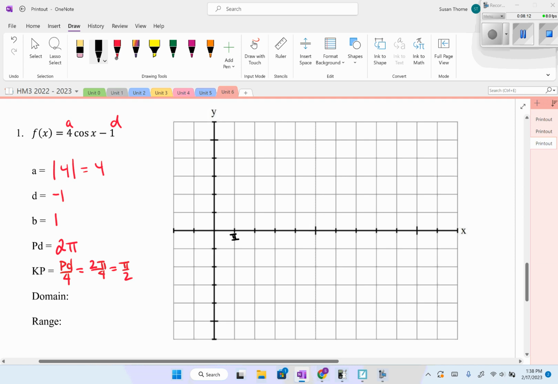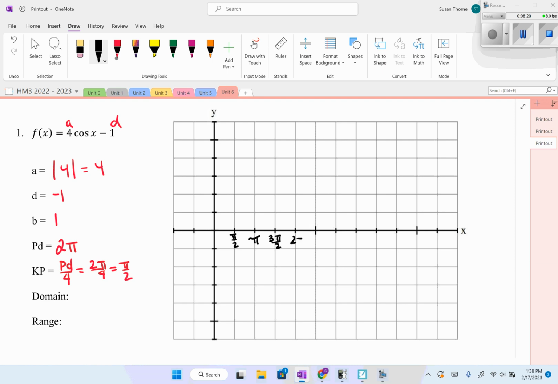So we have 1 pi over 2, 2 pi over 2 is pi, 3 pi over 2, 4 pi over 2 is 2 pi, 5 pi over 2, 6 pi over 2 is 3 pi, 7 pi over 2, 8 pi over 2 is 4 pi, 9 pi over 2, 10 pi over 2 is 5 pi, 11 pi over 2, and 12 pi over 2 is 6 pi. And again, all I'm doing is counting plus pi over 2 each time to get these values and then reducing them on my x-axis.